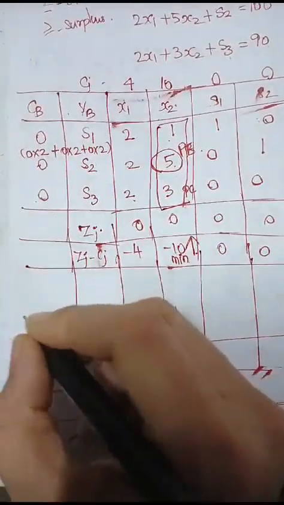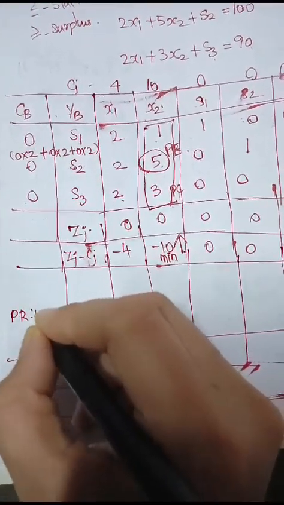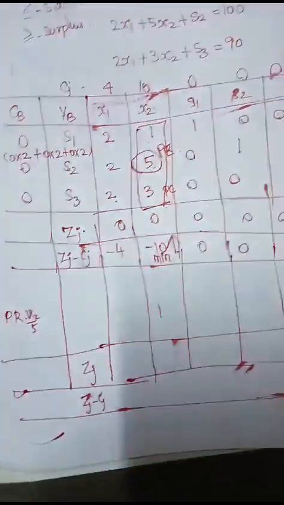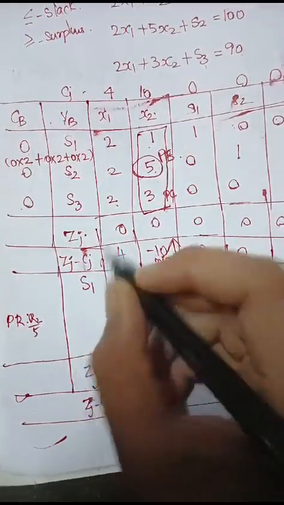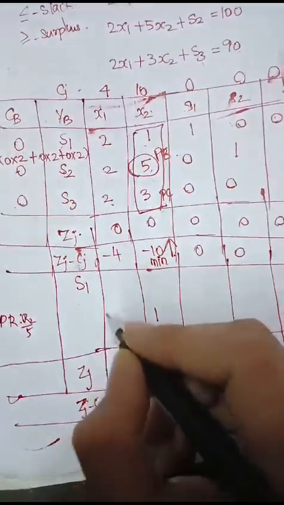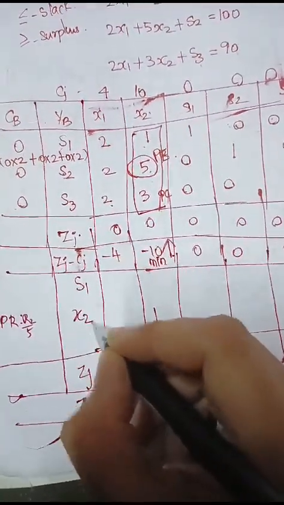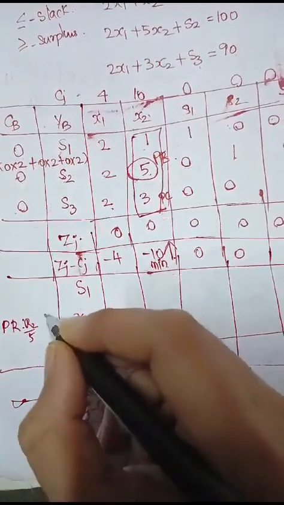So our pivotal element, you have to mark it as R2 by 5. Clear? Here you can put this S1 as it is. Here S2 leaves, X2 enters. That means here X2, and then third is S3. S3 coefficient is 0, X2 coefficient is 10.